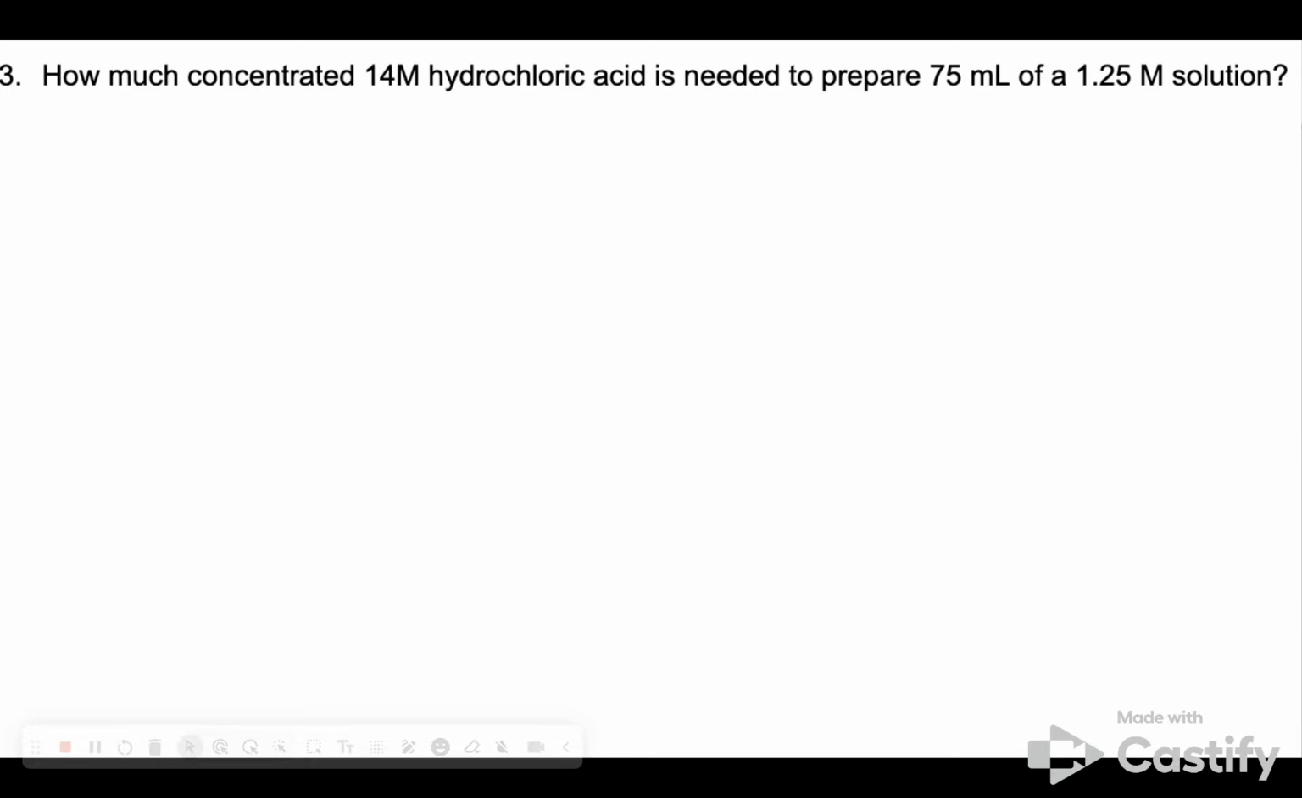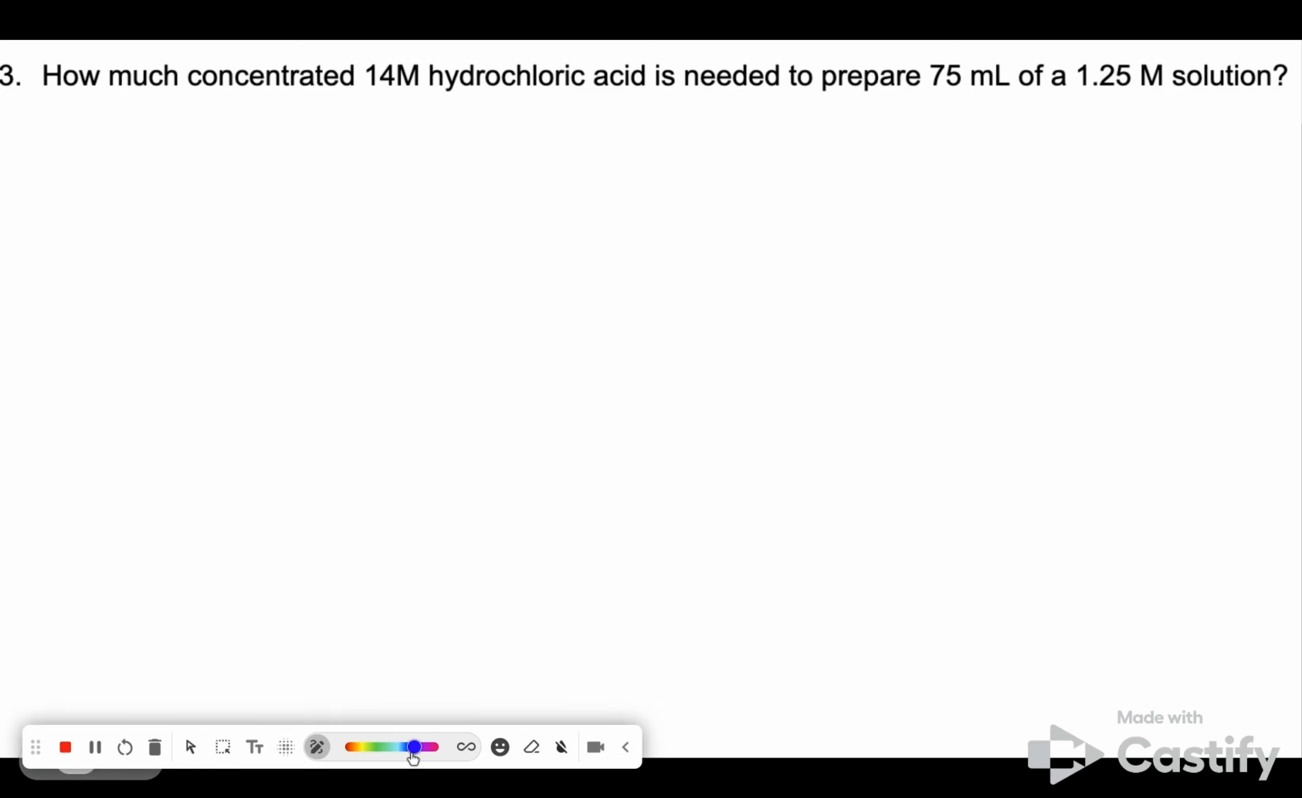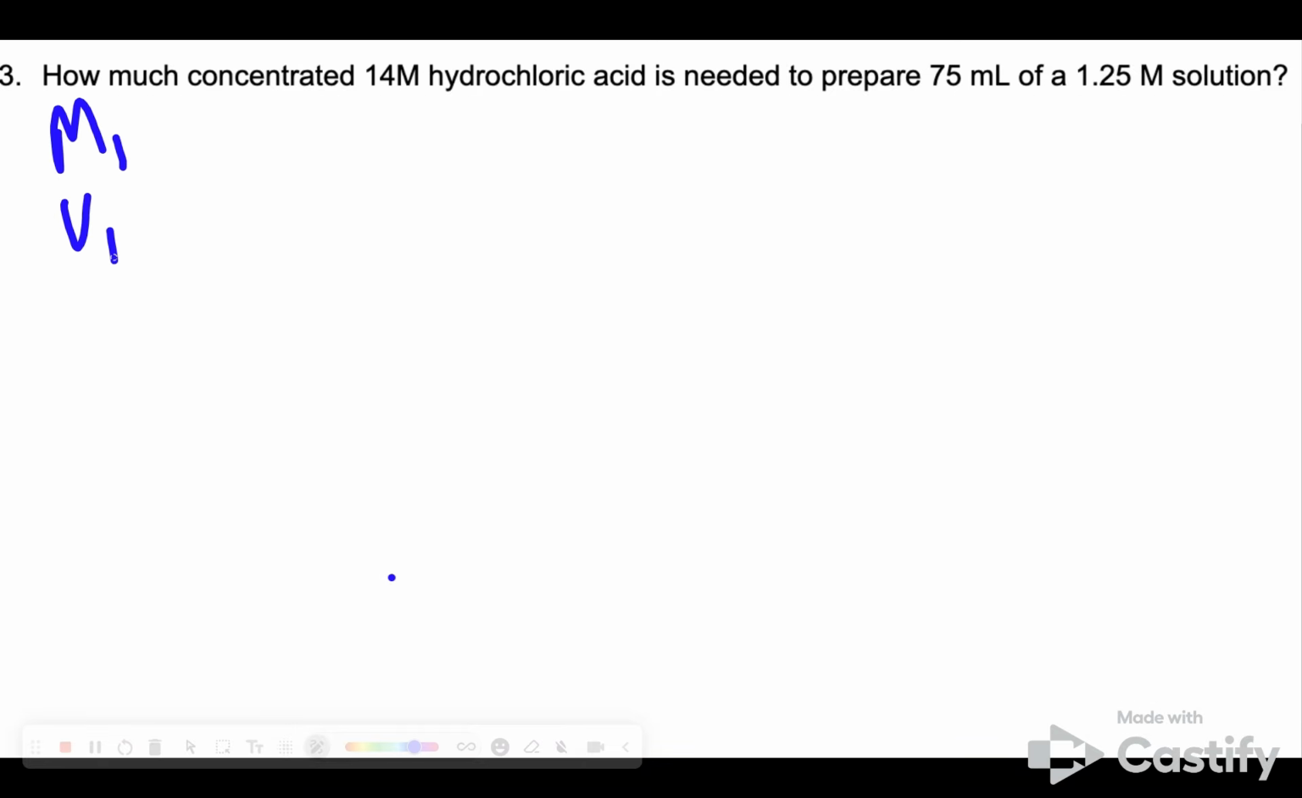So here we go with our first calculation. Again, the formula that we're going to use is M1V1 equals M2V2. The first thing I want to do is write down the variables. The first one says: how much concentrated 14 molar hydrochloric acid is needed to prepare 75 milliliters of a 1.25 molar solution? They want to know how much of the 14. So the 14 is by itself, we don't know how much 14 we need, so that's going to be my ones. And then way over here it says 75 of the 1.25. Those are going to be my twos.